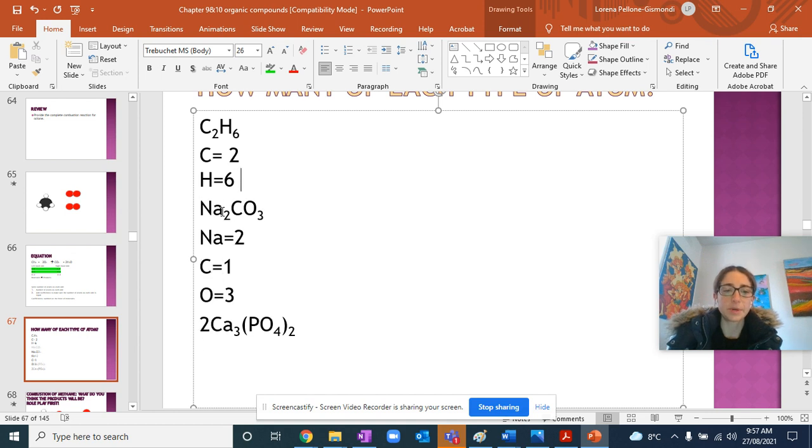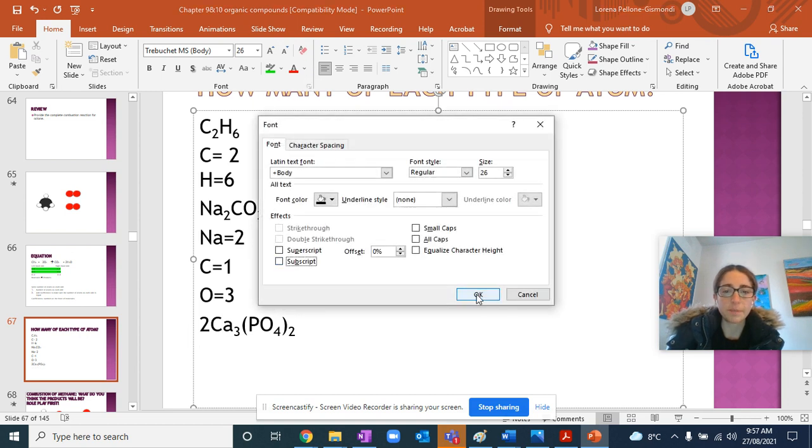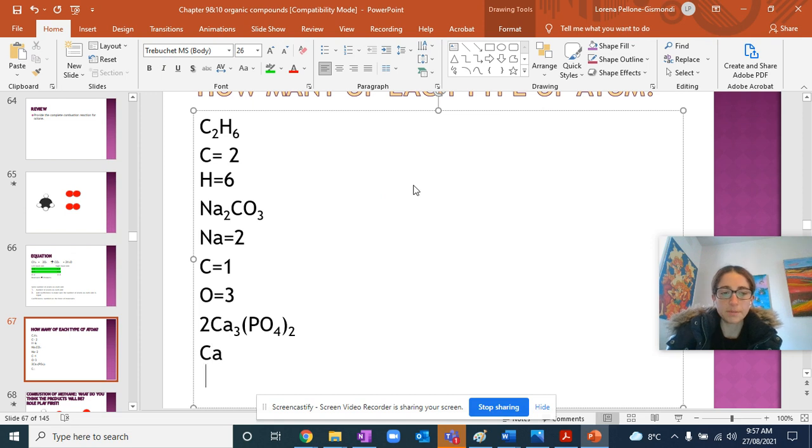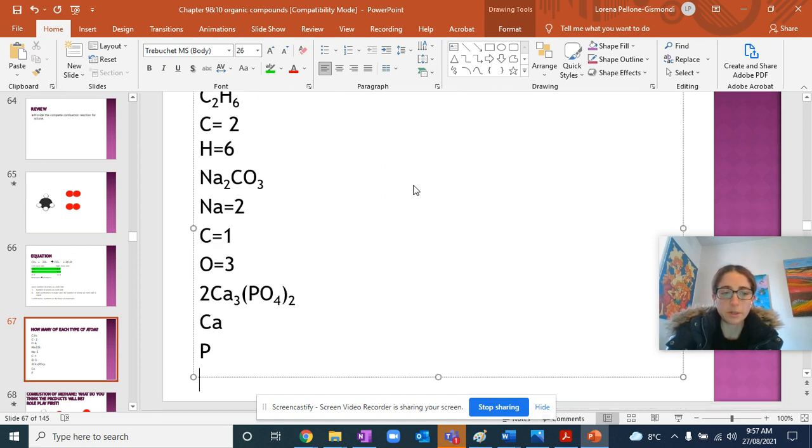And here it gets pretty hard. You've definitely got calcium, you have phosphorus, and you've got oxygen. You have 3 calciums, but because you've got 2 of these whole compounds, it's like you're saying you've got 2 of them. So you actually have 6 calciums.